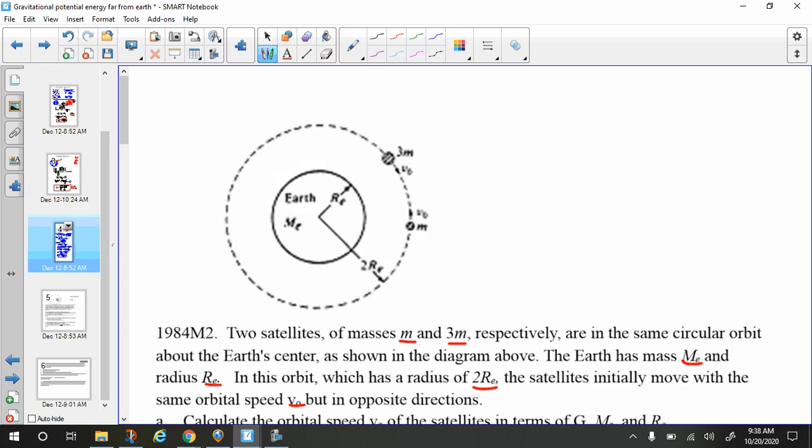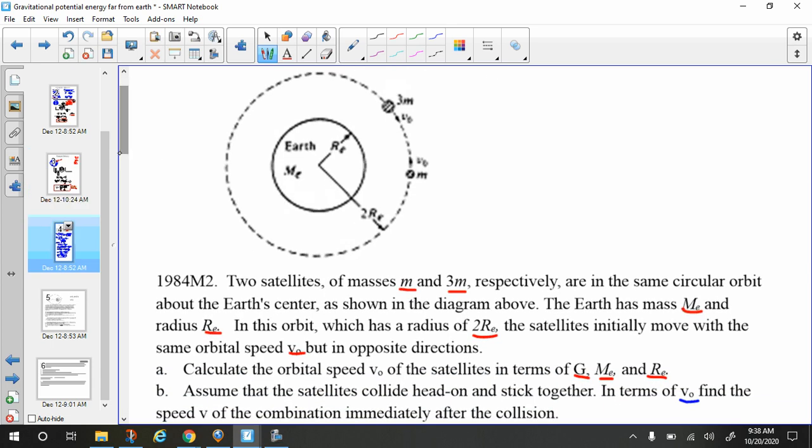Okay, I'm just going to talk you through a problem. This is an old problem from the 1984 AP test. It uses a couple of different things that we've learned, but we have 2 satellites and they're orbiting the Earth. One has a mass of m and one has a mass of 3m, and they're in the same circular orbit around the Earth's center.